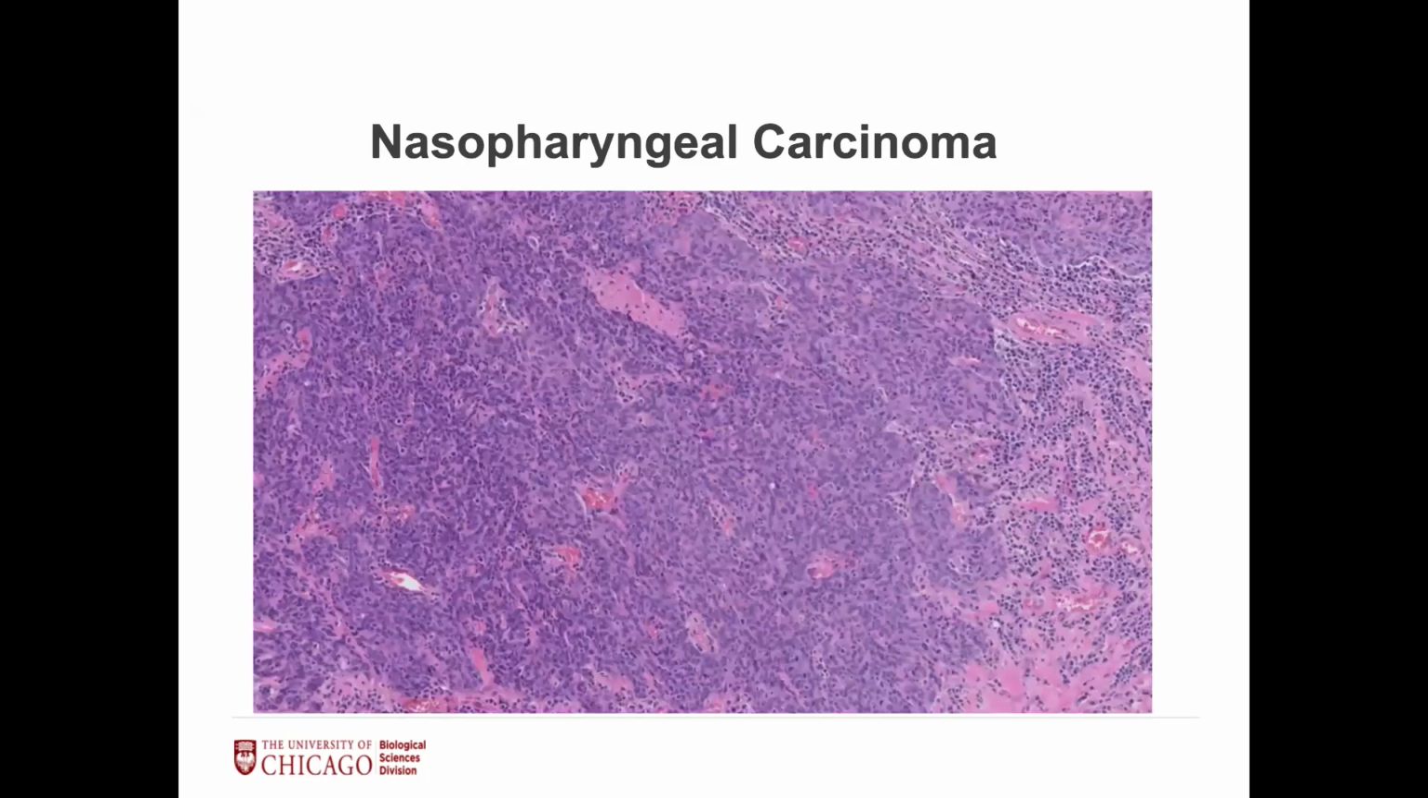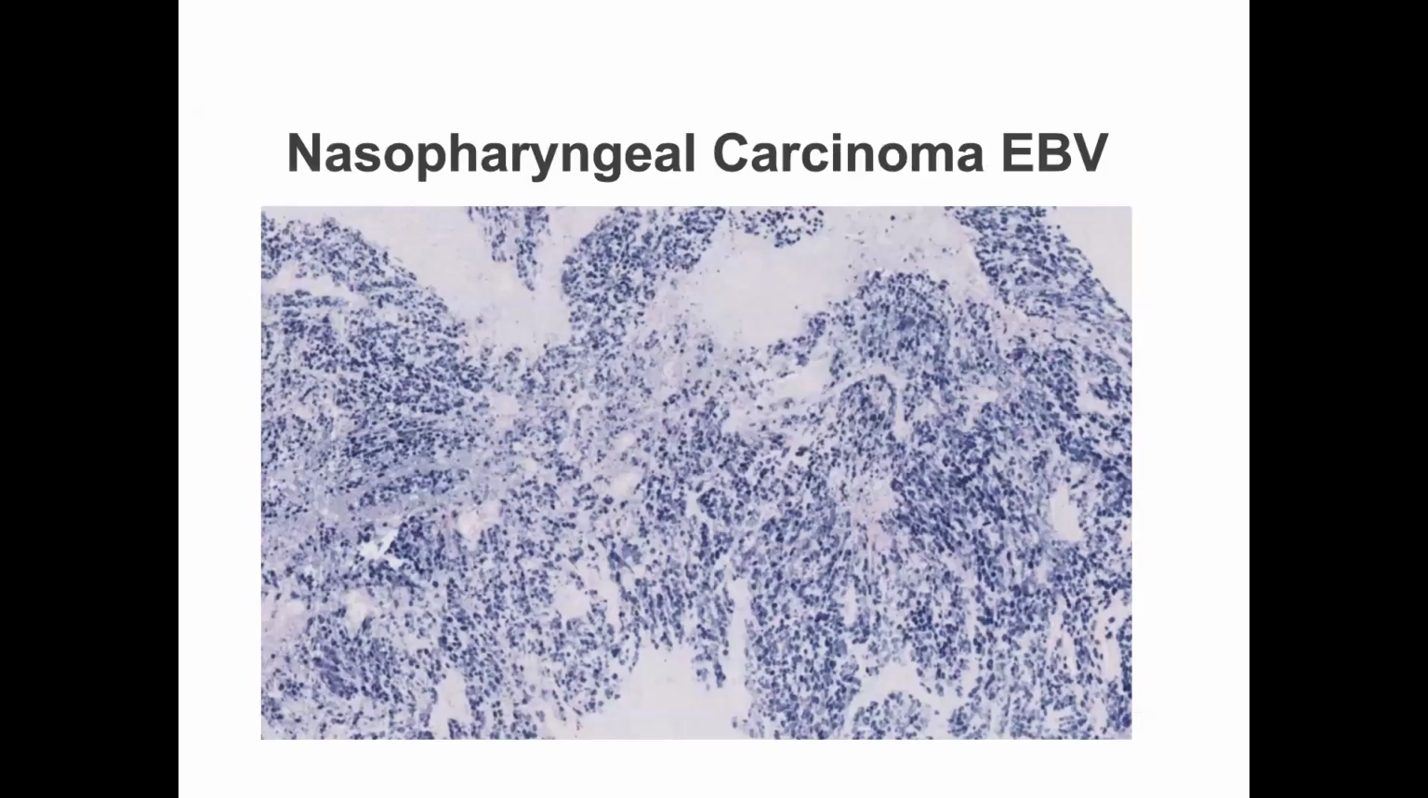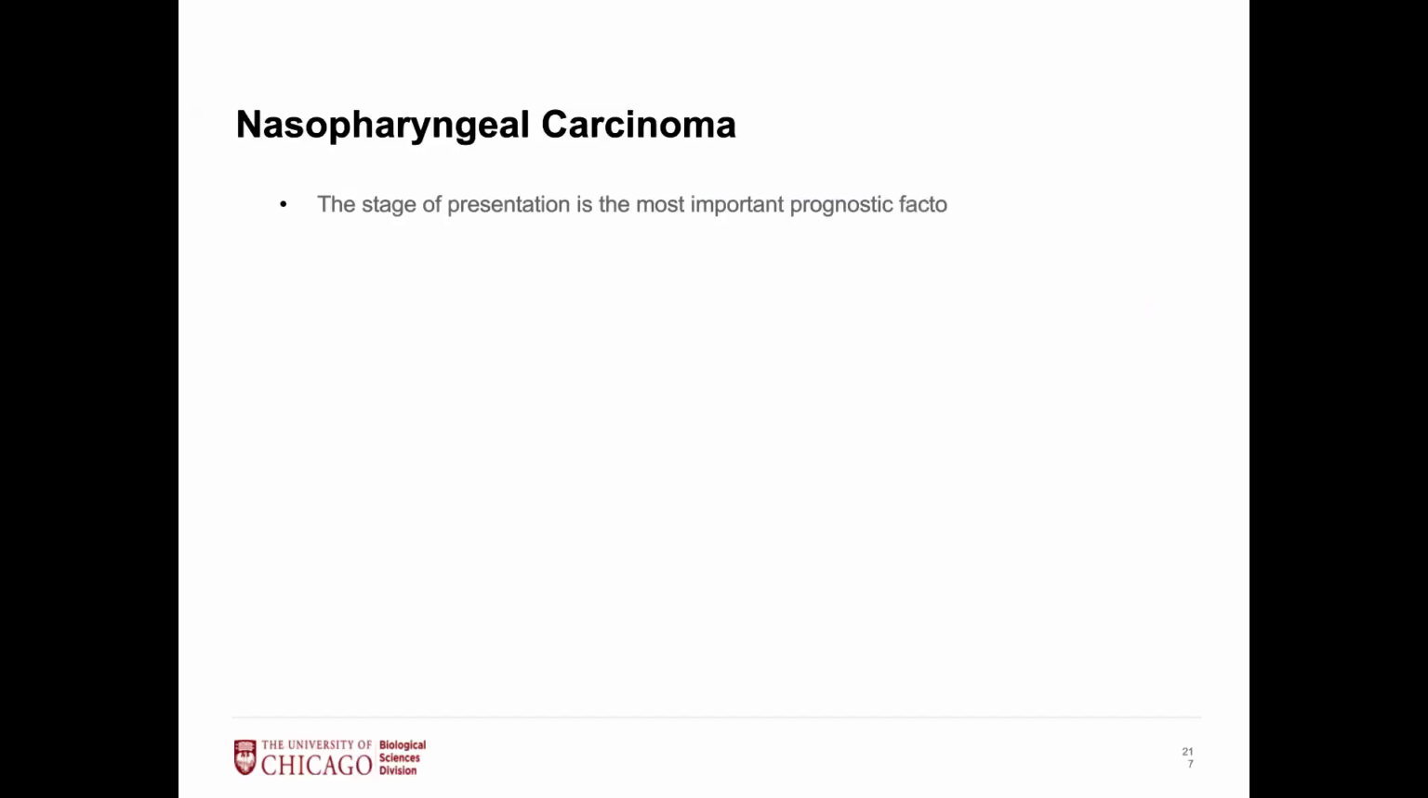Non-keratinizing. And then the EBV in situ hybridization is slightly different. Colors and backgrounds of in situ hybridization, this is what it looks like. And the stage at presentation is the most important prognostic factor.